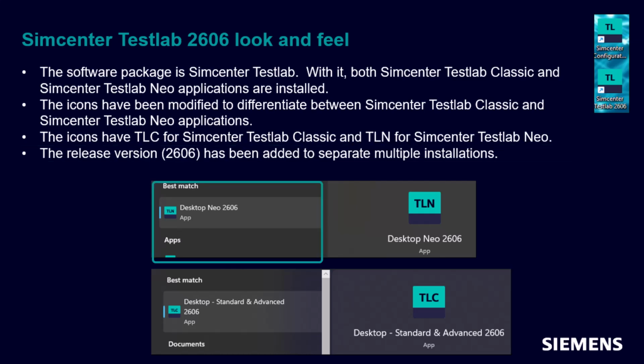So if I search under the Start menu for Desktop Neo, I'll see Desktop Neo 2606. If I start it, the icon is going to have TLN for Testlab Neo. And I'll see that in the Start menu. I'll see that on your Windows shortcut, and you'll see it in the taskbar. You'll either see it running as TLN for the Neo applications, or you'll see it running as TLC for the classic applications. We've introduced that TLN and TLC nomenclature for the Testlab Neo and the Testlab Classic applications.